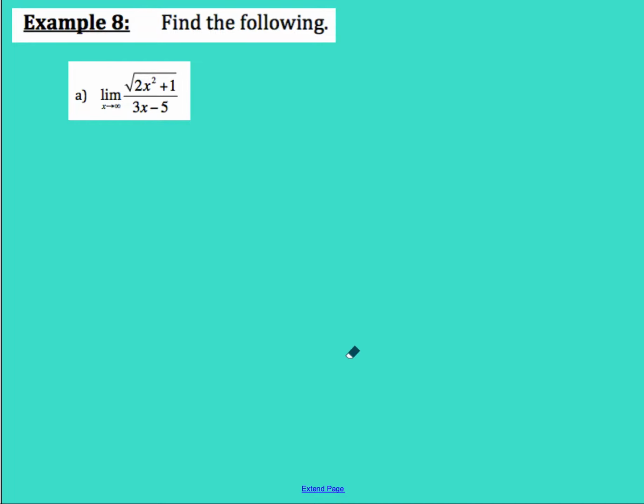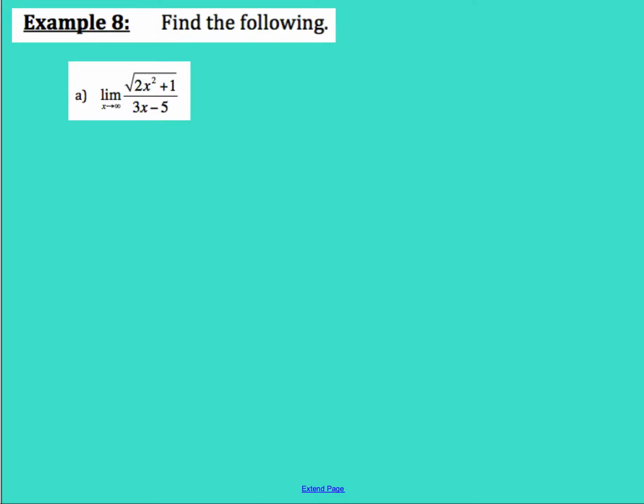Hello everybody, we're going to go ahead and look through example 8. So we're finding the limit as x goes to infinity of the square root of 2x squared plus 1 over 3x minus 5. The difference with this one is it has that radical involved. Okay, but the process is still the same. We just have to take into account the radical.